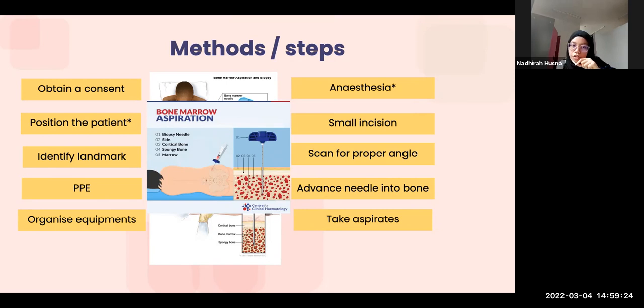For the trephine biopsy, usually we use the same site where we punctured for the bone marrow aspiration, because usually aspiration and biopsy are taken concurrently. The difference between the bone marrow aspiration and biopsy is just that for the biopsy, we don't use a syringe. We use what they call a spoon that will be inserted into the trocar, and then it will take the bone marrow out from the patient. Next, let us see the video on how it is done.